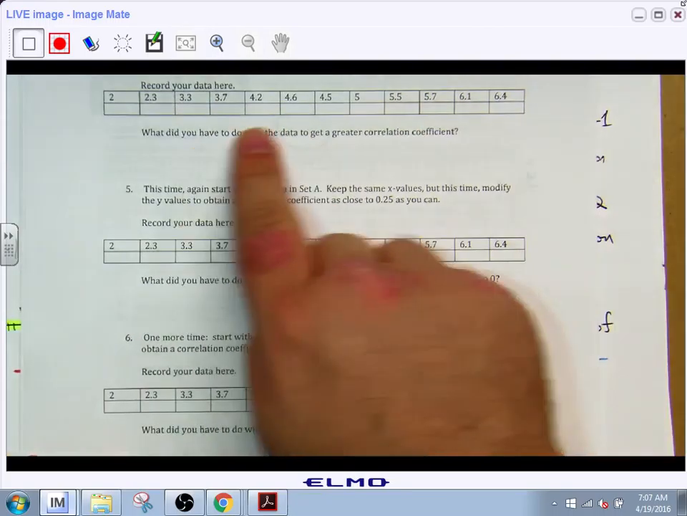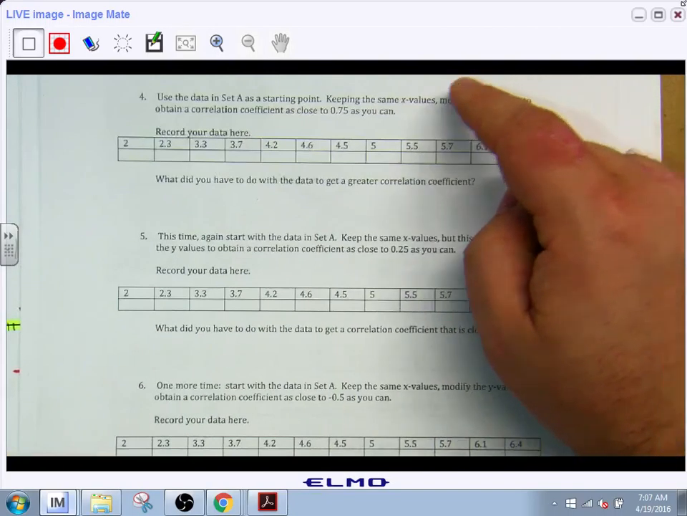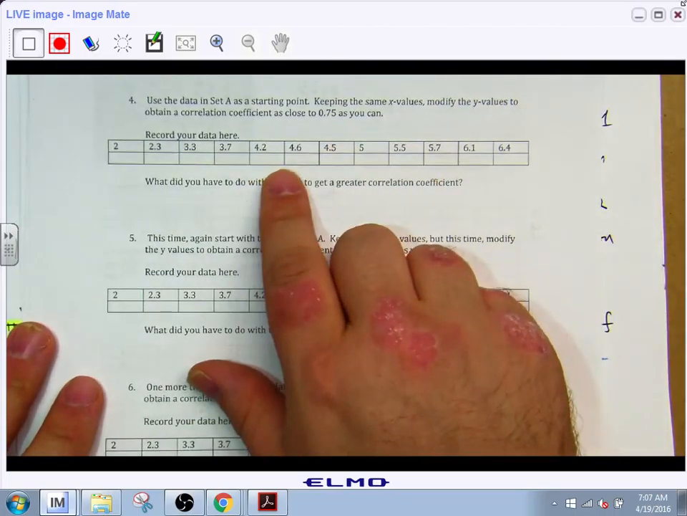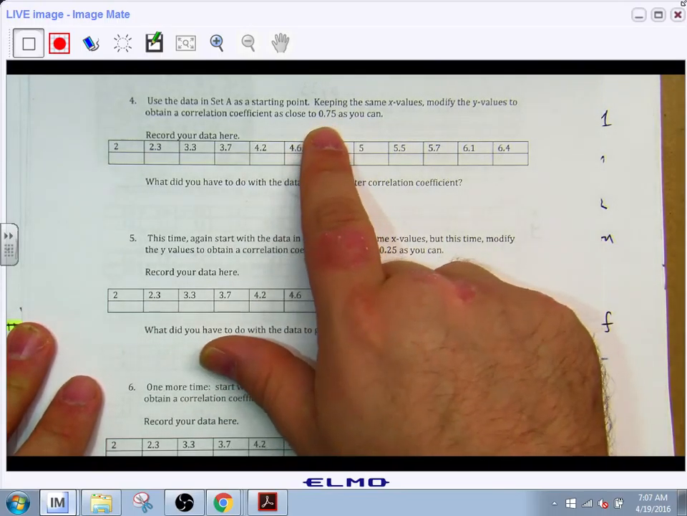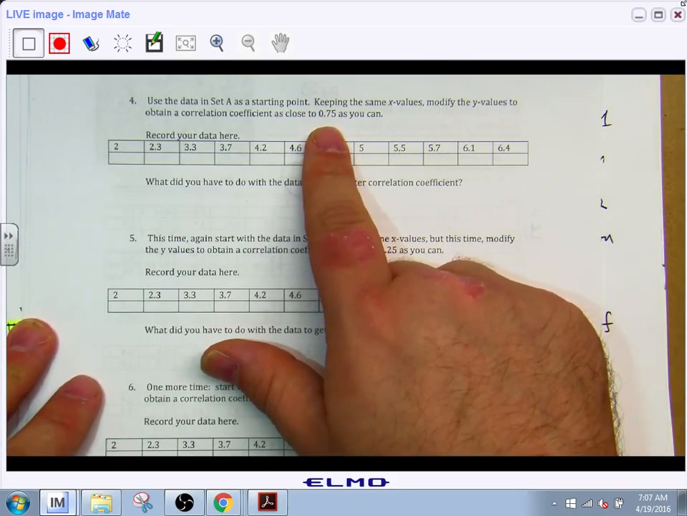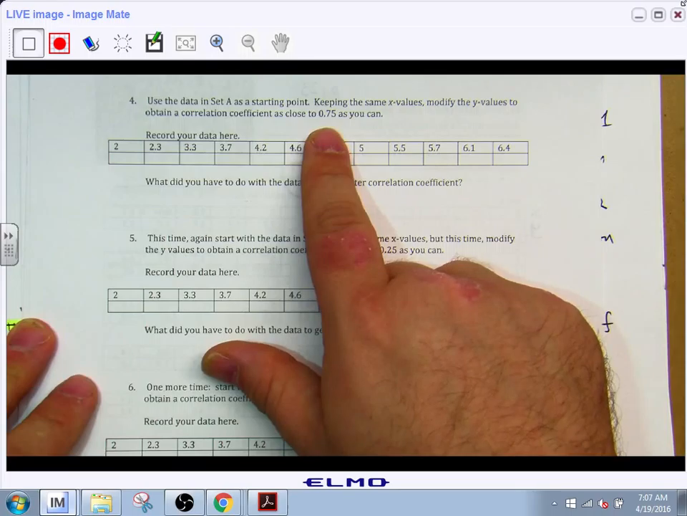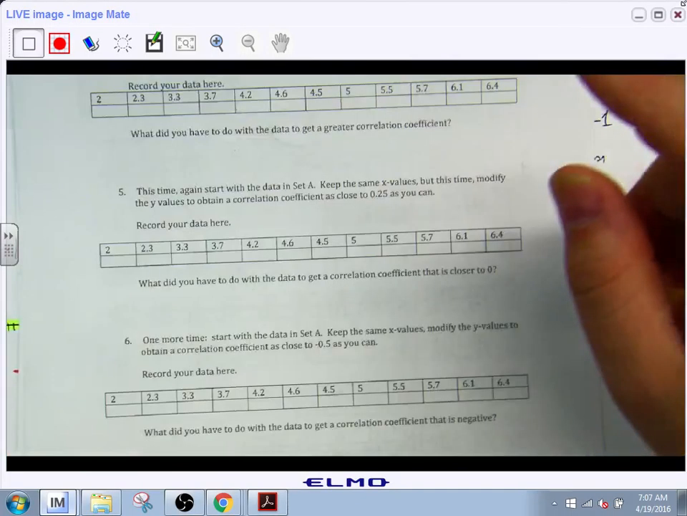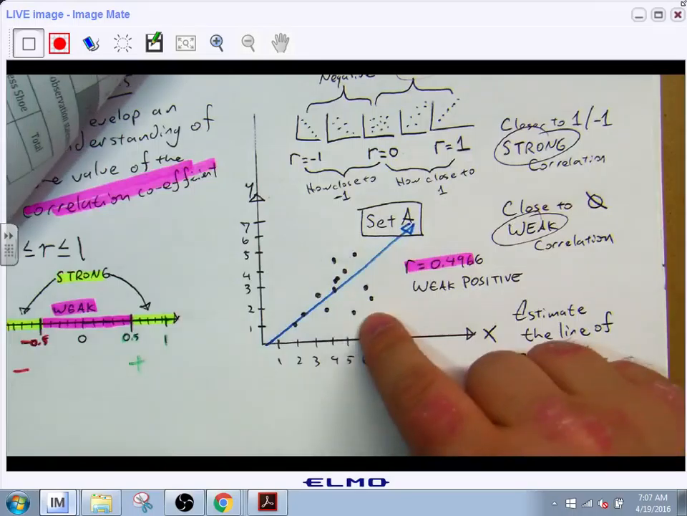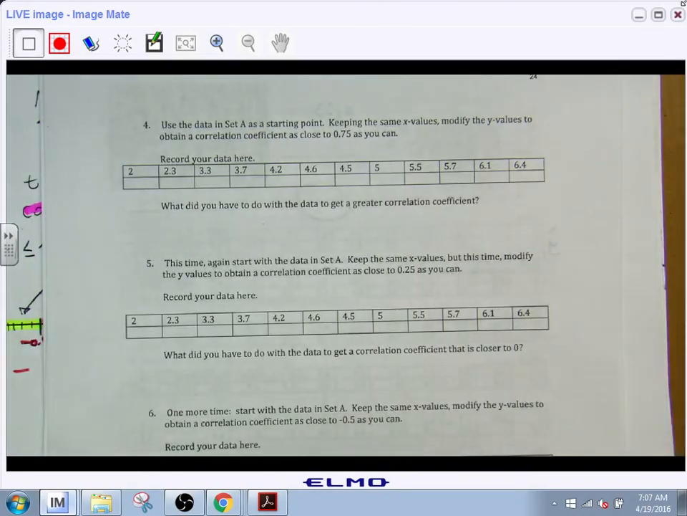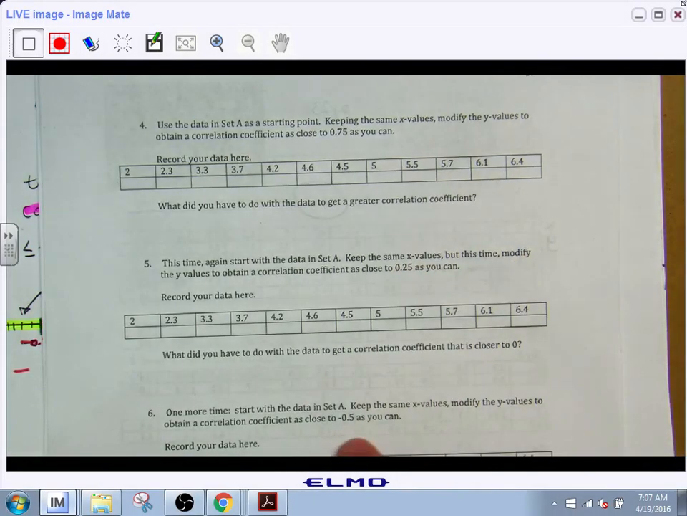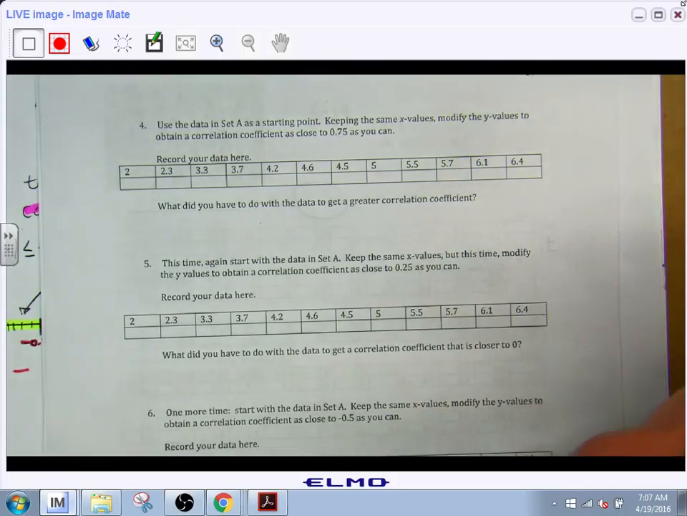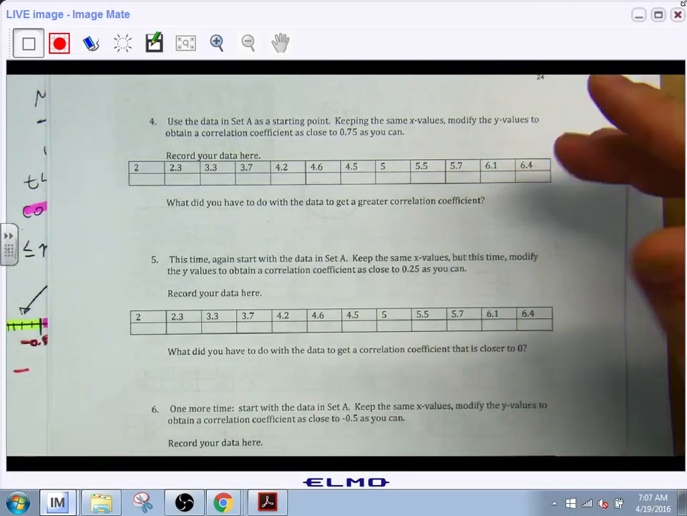And then when we look here on the back side, it asks us to use data set A, keeping the same x values, and modify the y values to try to improve, in this case, the correlation. Because remember, in data set A, we had a correlation coefficient of 0.4966. So I want you guys to adjust some of those numbers, maybe get rid of these low guys, and see if we can improve that correlation coefficient to something more positive. And it'll ask you to do the same thing, make it weaker, make it negative, etc. So you're getting your hands dirty playing with some numbers to see how they relate to the correlation coefficient.